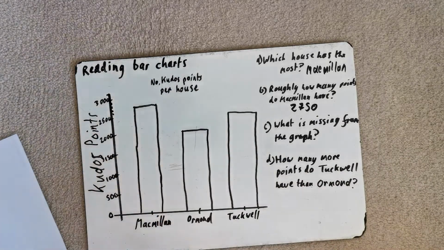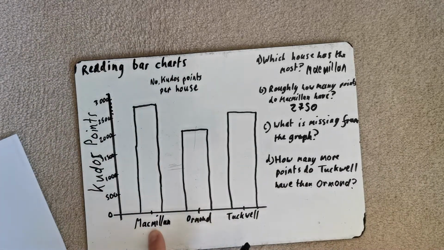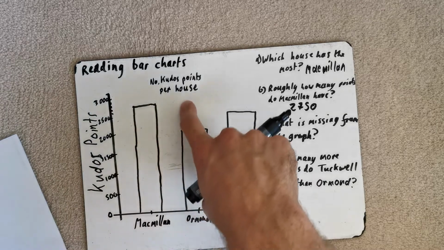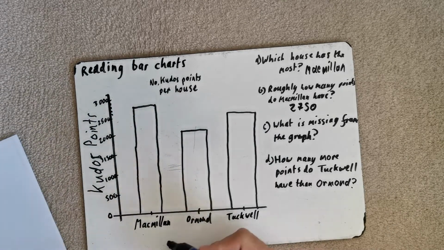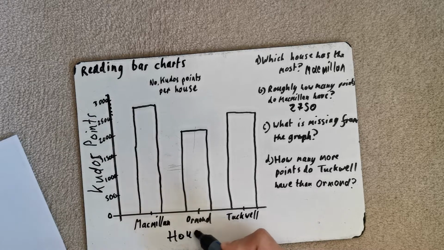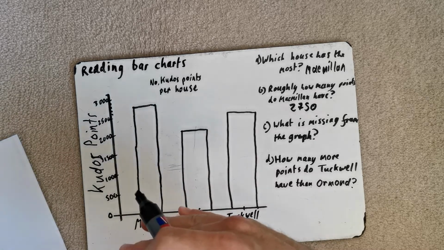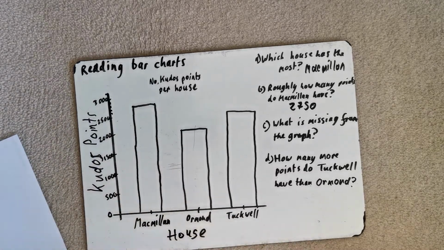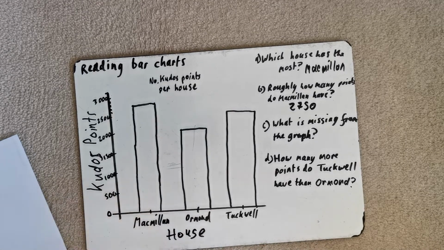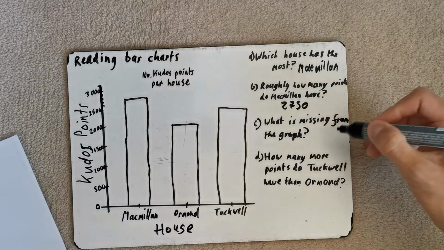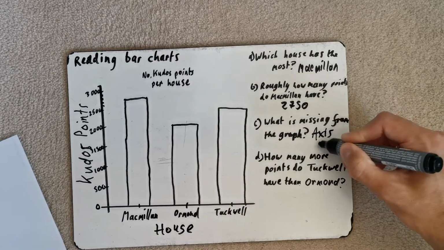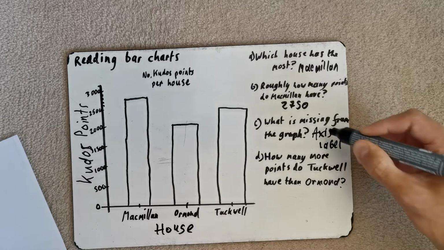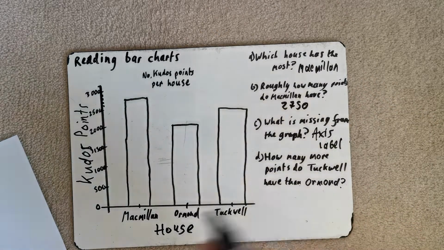There's a title on this one. There are little labels for each bar. There's a title at the top. But is there a title here? There isn't a title on this horizontal x-axis, so that was what I was thinking was missing. So that's just me being forgetful. Okay, so what is missing from the graph? An axis label, or you could say x-axis label because it's the horizontal one.